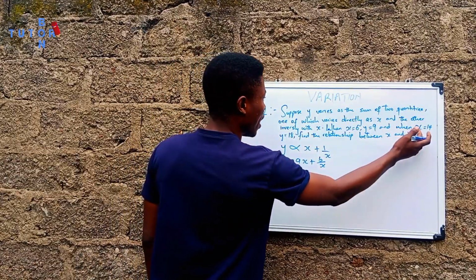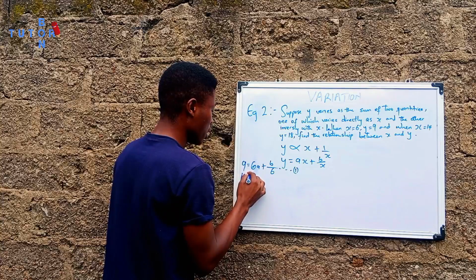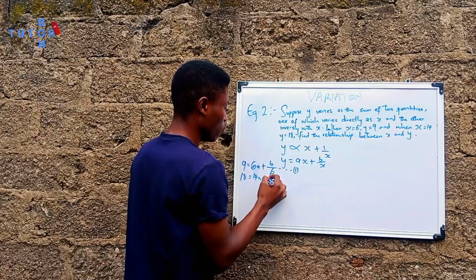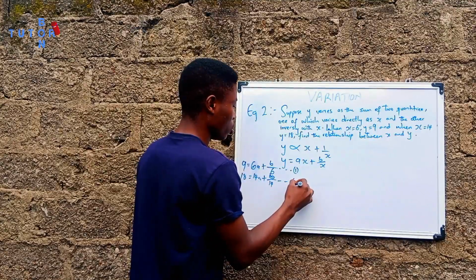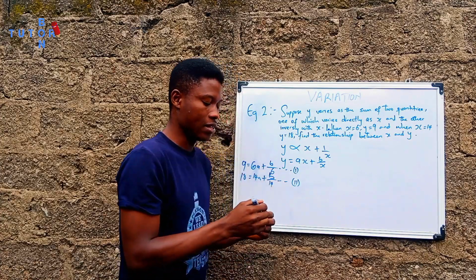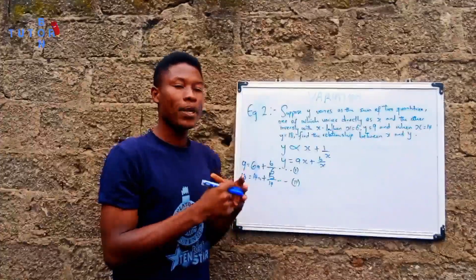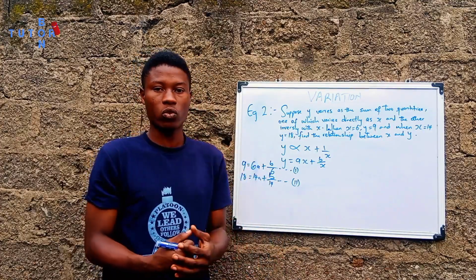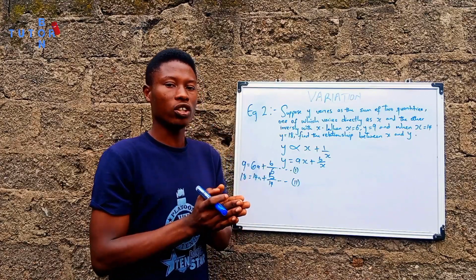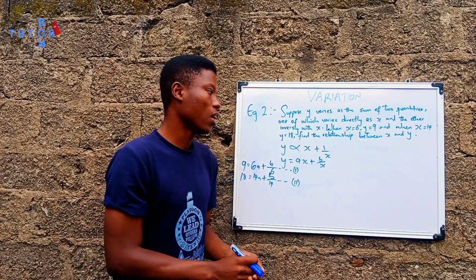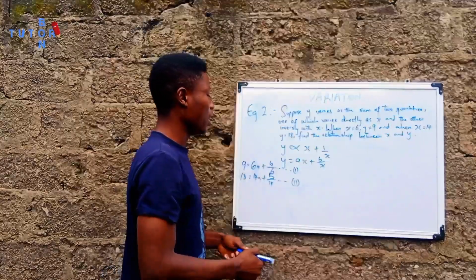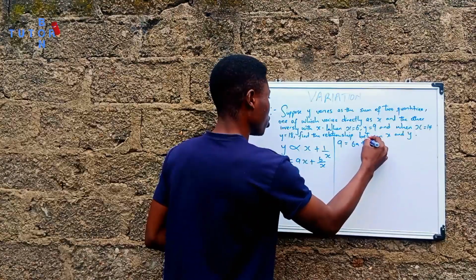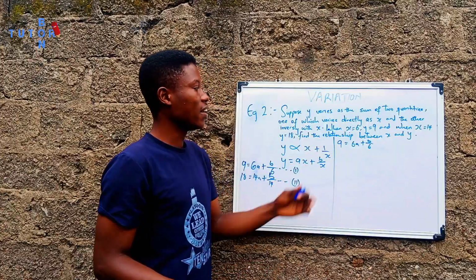And for the second one, when x equals 14, y equals 18, you say 18 equals 14a plus b over 14. Let's say that's our equation 2. Equations 1 and 2, I said, are in fraction, and I don't like working mostly with fractions when I'm solving simultaneous equations. I like to linearize my equation so as to make it easier for me to solve. If I want to linearize equation 1, which is 9 equals 6a plus b over 6, what will I do?